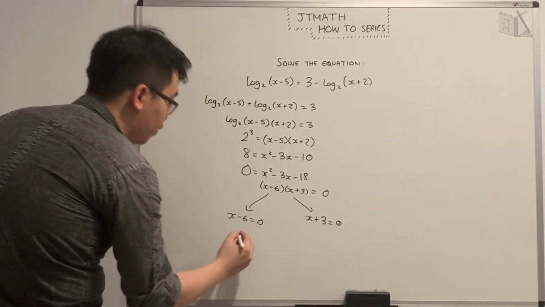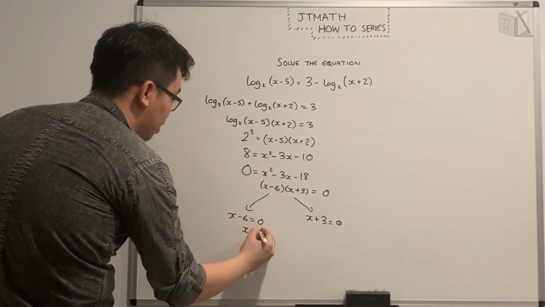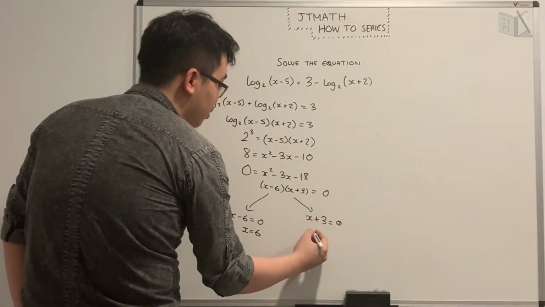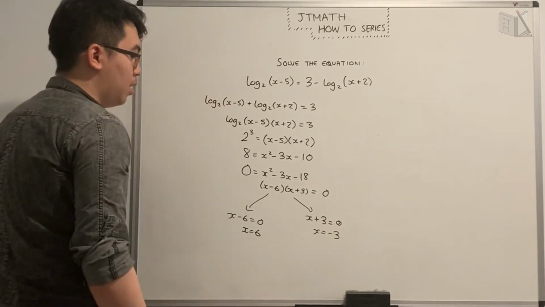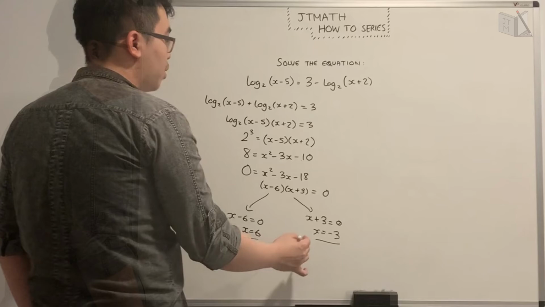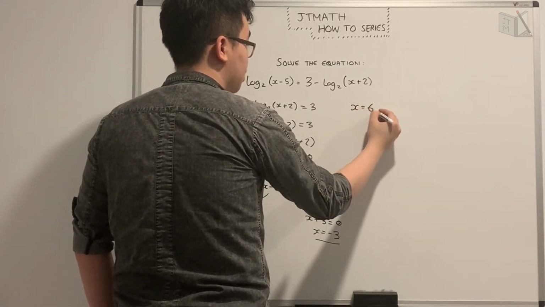Now we can go ahead and solve each of them separately. For x minus 6, move the minus 6 over, and x is positive 6. For x plus 3 equals 0, x is minus 3. And these are your final values for x here. I'm going to rewrite our answers over here. x is 6 or minus 3.